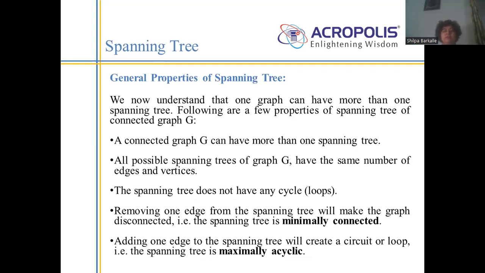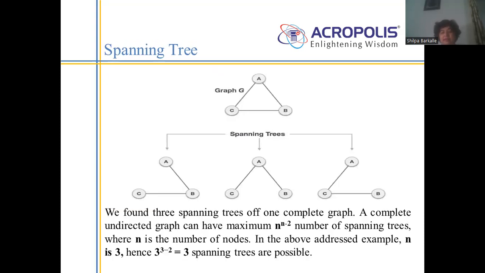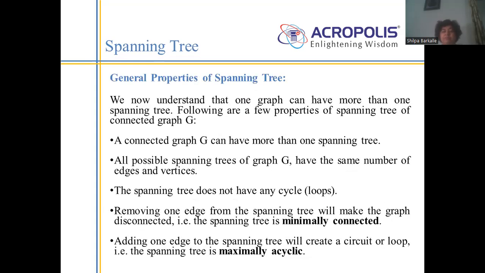Let us also look at some of the general properties of a spanning tree. A connected graph G can have more than one spanning tree. If we have a connected graph, then we will have more than one spanning tree. All spanning trees of the graph will have the same number of edges and vertices. As we have seen in the previous example, they will all have the same number of vertices because it is compulsory for us to include all the vertices. So the number of vertices will remain n only, but the number of edges will also remain the same in all the spanning trees of a given connected graph G.